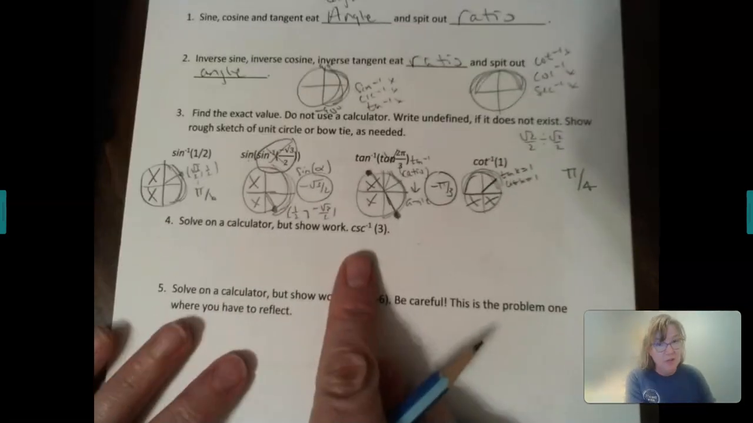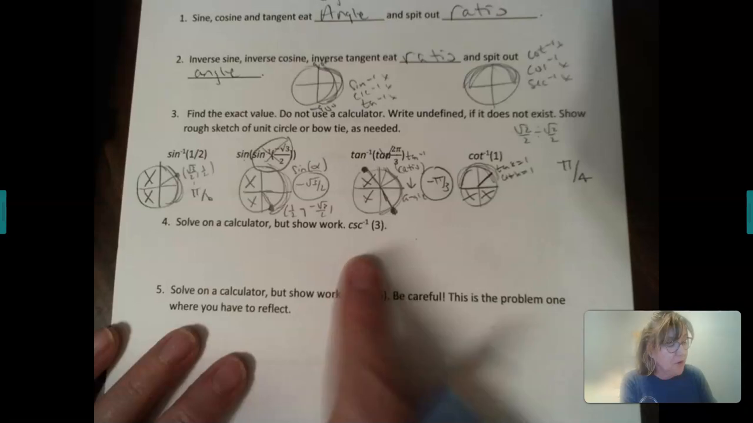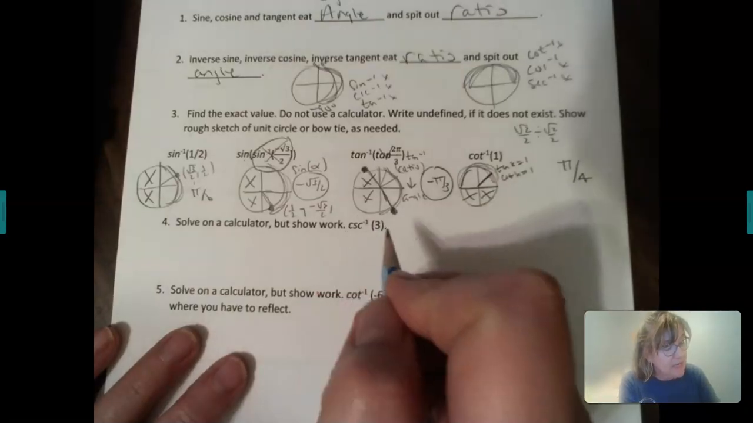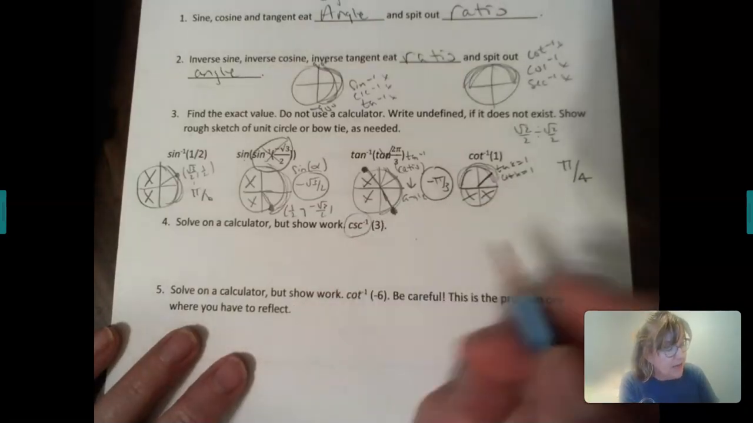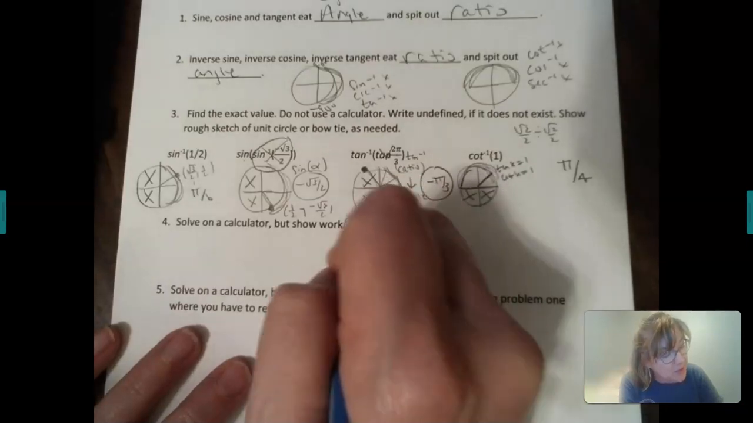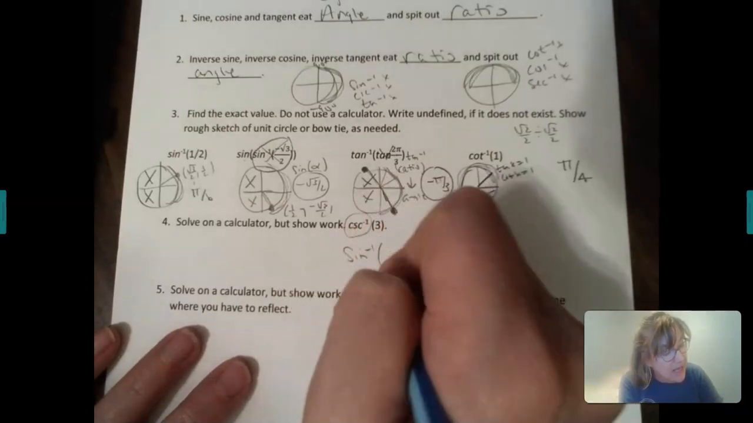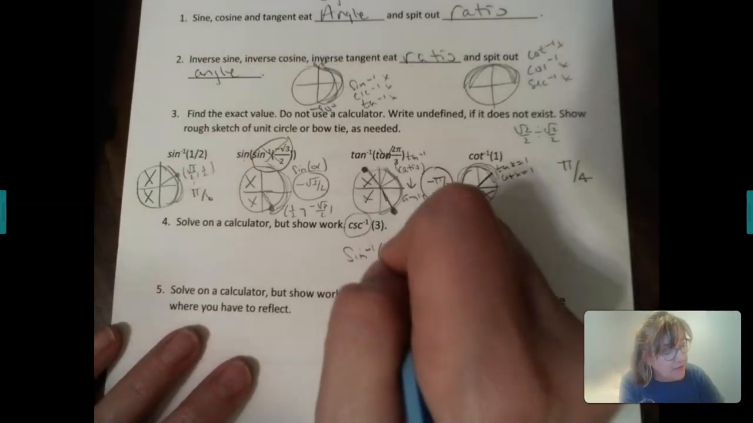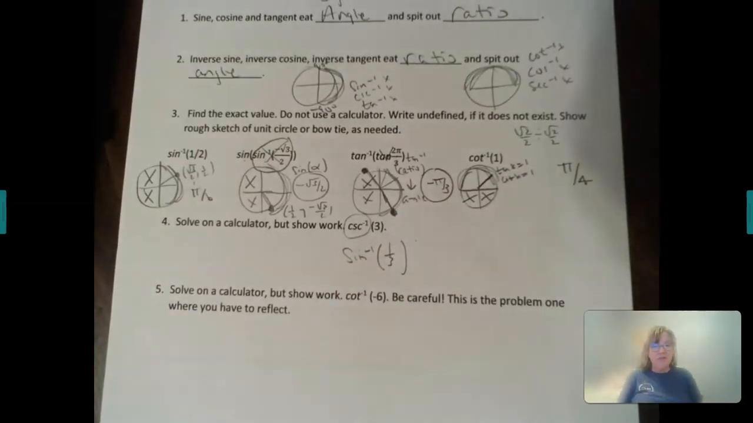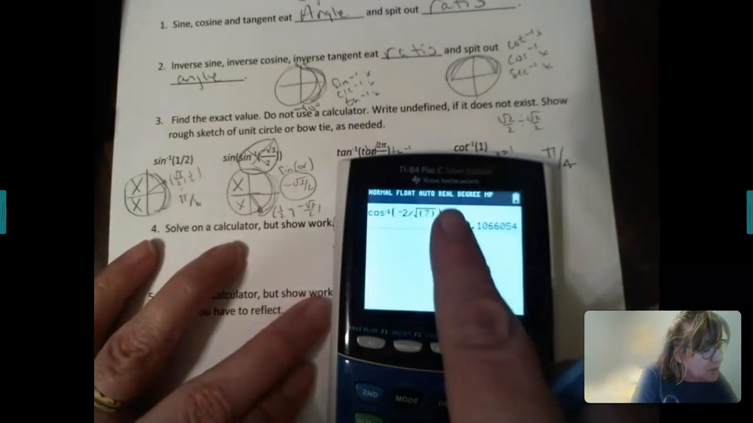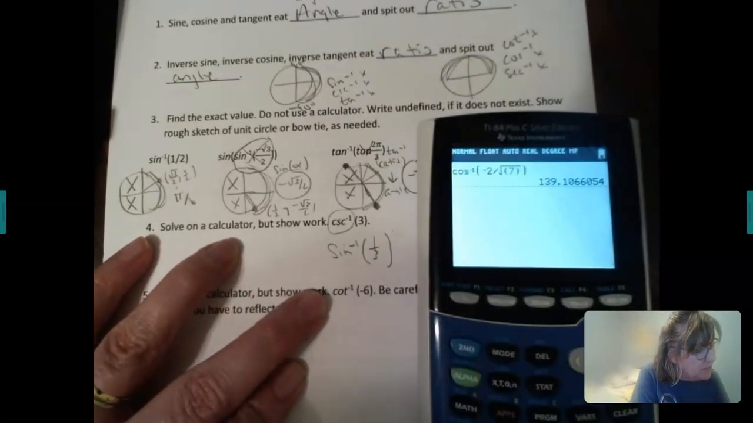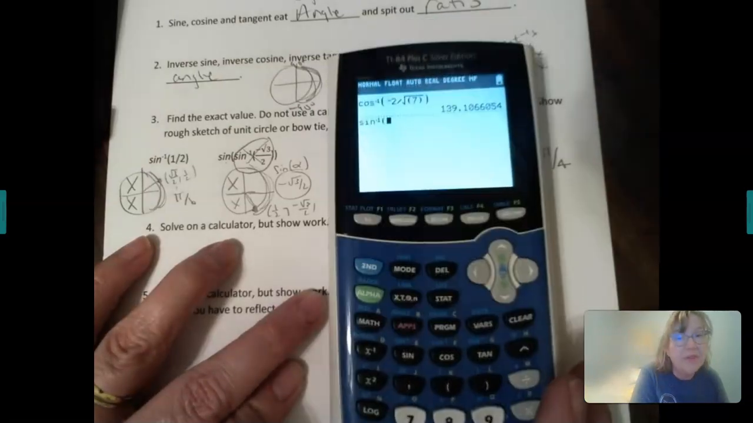All right, how do you do these on your calculator? All right, so remember, this is eating a ratio. This is not on my calculator. So C goes with S. I'm going to use inverse sine. And remember, it's the ratio that flips with reciprocal functions. We never flip an angle. All right, so on my calculator, I'm going to make sure I'm on degrees. I am. So I'm going to do inverse sine of 1/3.